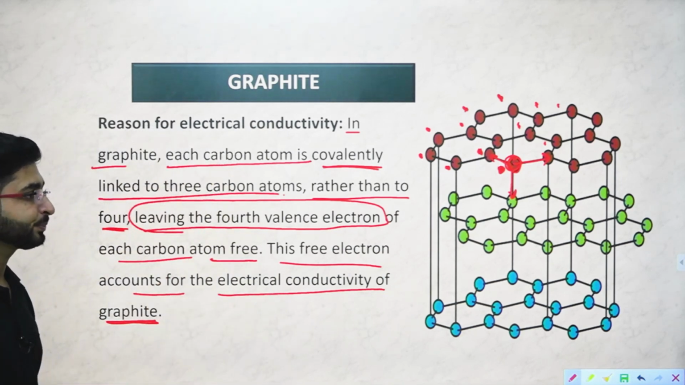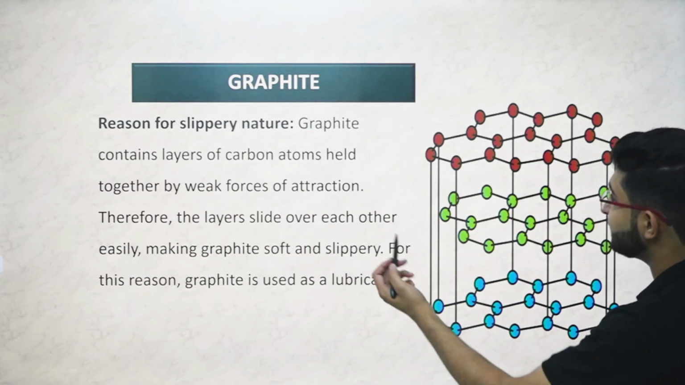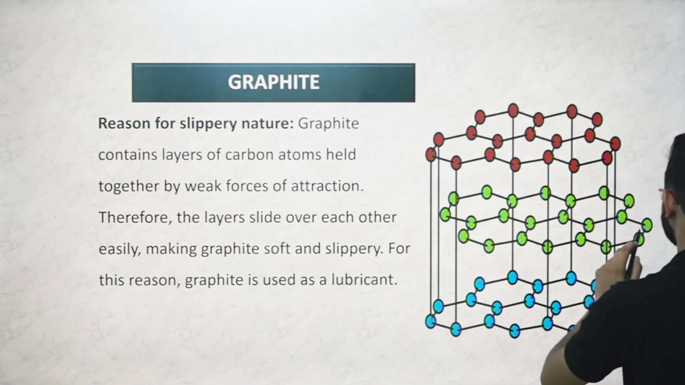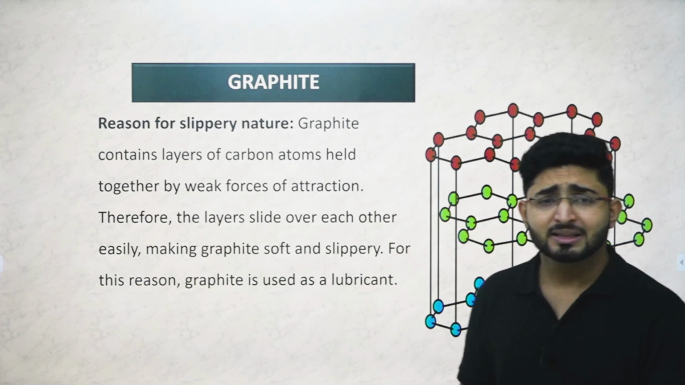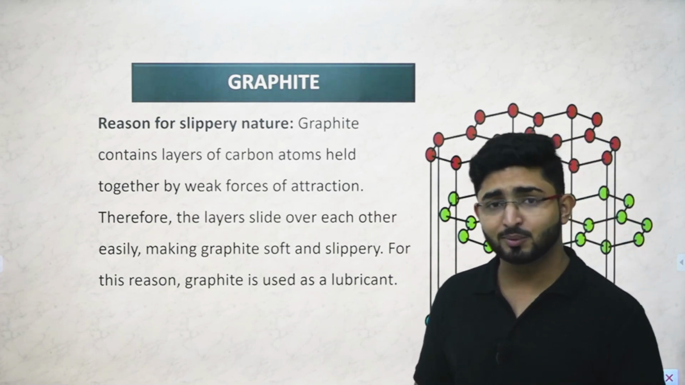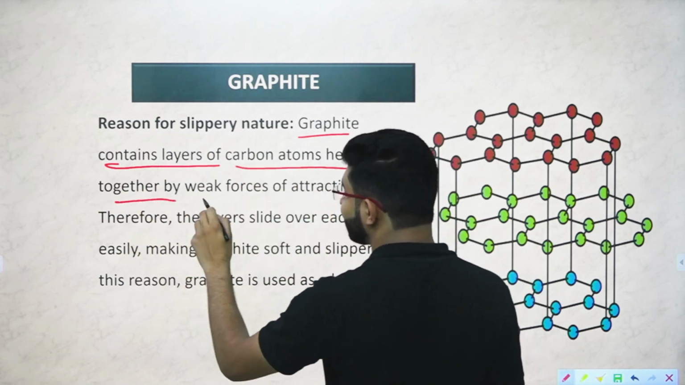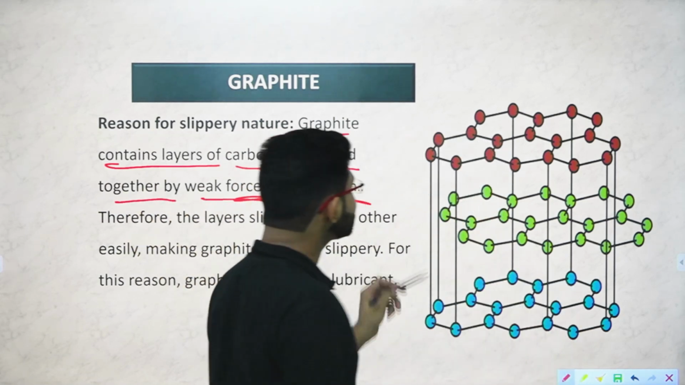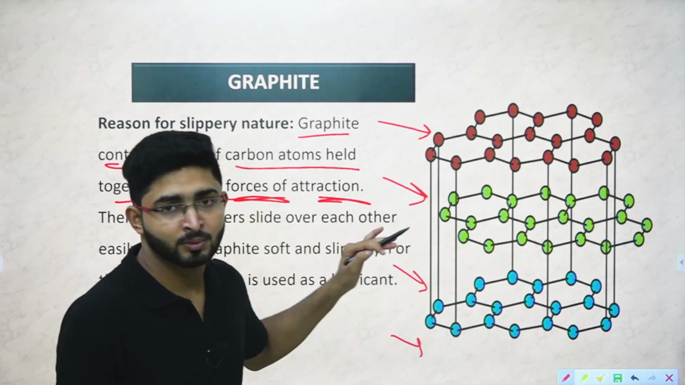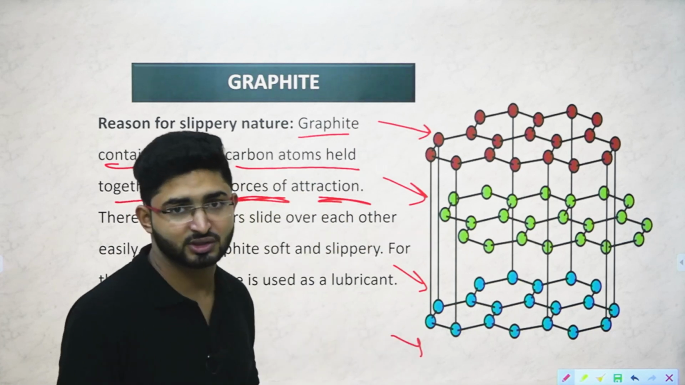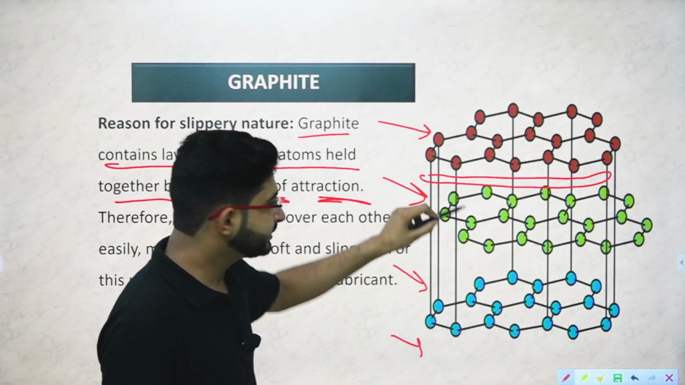Take the screenshot. Now moving ahead, we have the next topic, that is the reason for slippery nature. So why does graphite have a slippery nature? As we studied during the first intro of graphite, it has slippery nature. But why? You can see graphite contains layers of carbon atoms held together by weak forces of attraction. So this has layers of carbon atoms, 1, 2, 3, 4 and so on.